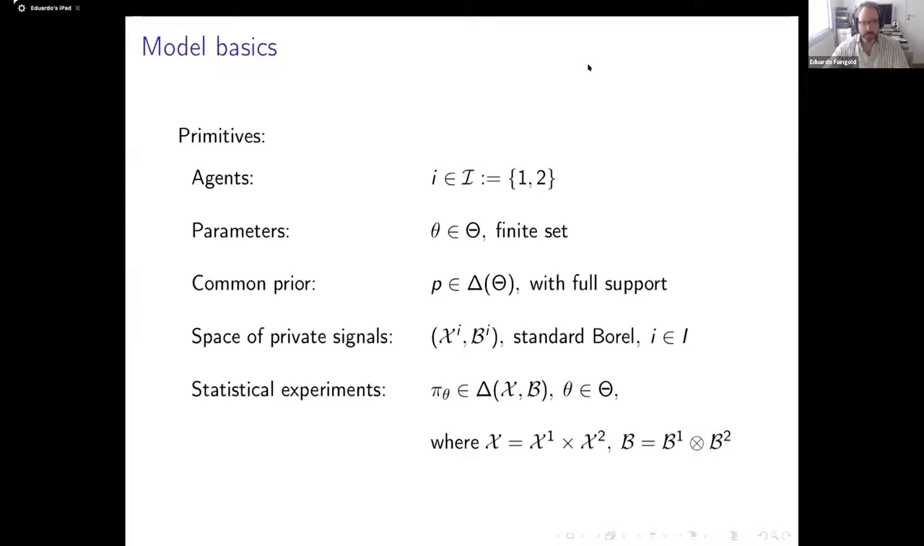So we do everything with two agents. It's easily generalizable for more agents. We have a finite set of parameters, and there's a common prior, little p. The space of private signals is going to be rather general: a standard Borel measurable space. And you have the statistical experiments. Given a parameter theta, we have a joint distribution on the private signals, which is where the signals are going to be drawn from period by period.